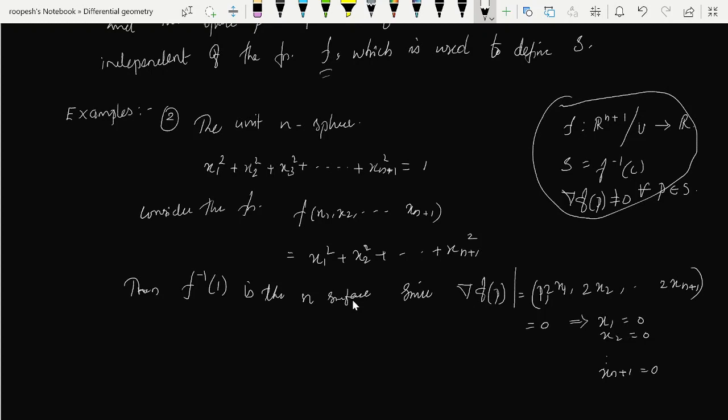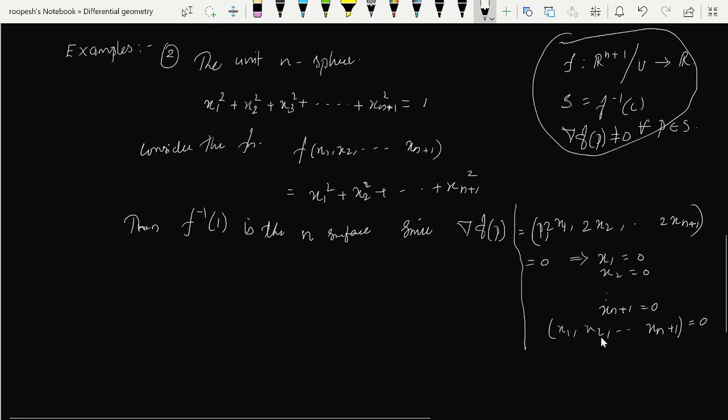Now if this is the condition, it means x1, x2, and so on are all equal to 0. That means the point (x1, x2, ..., x_{n+1}) is equal to the origin, right? But when x1, x2, x3, and so on are equal to 0, definitely it will not satisfy this equation, right?